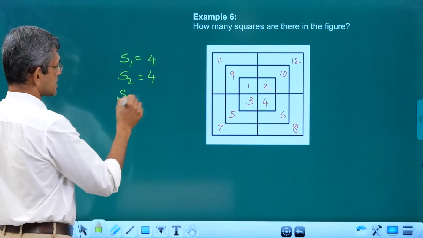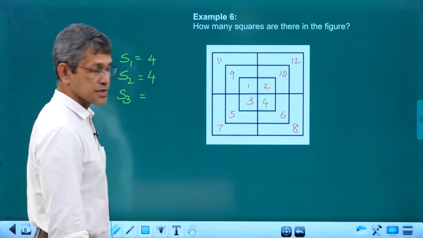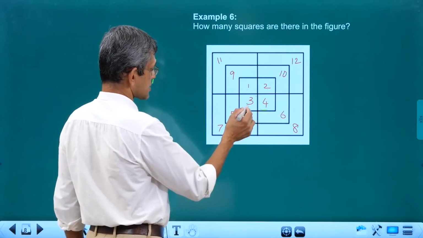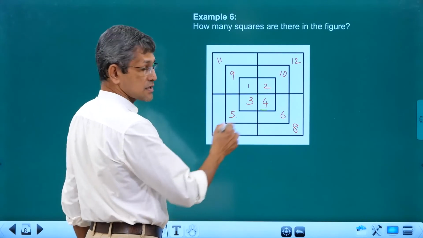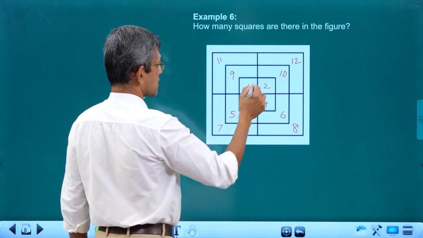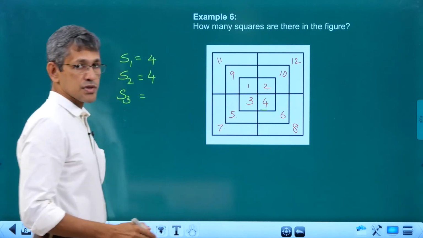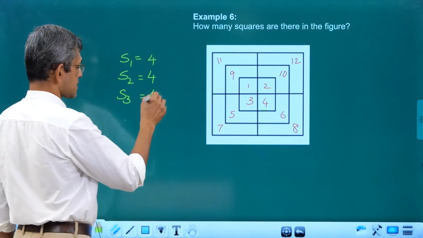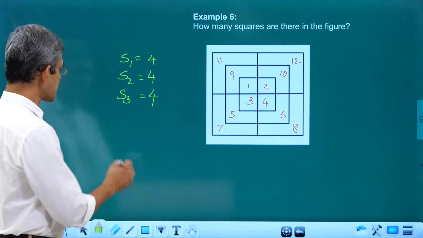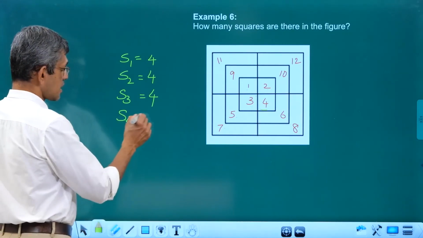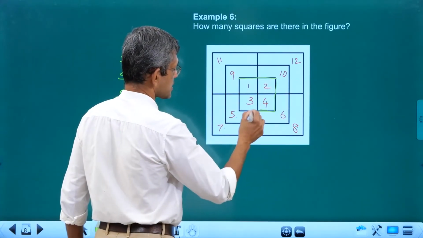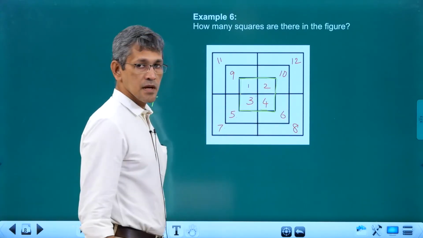Then 3 pieces together, S3. If you take it this way, 3, 5, 7. 3 pieces together, 4, 6, 8. 2, 10, 12. 1, 9, 11. All these 3 pieces together we have a square. So 4 of them. Now any other square possible? 4 pieces together: 1, 2, 3, 4. These 4 pieces together, that's a square. Next one.